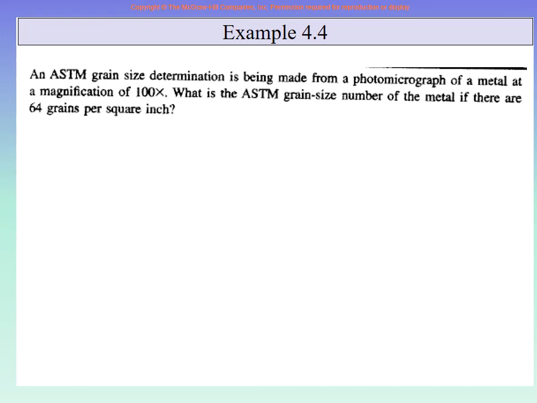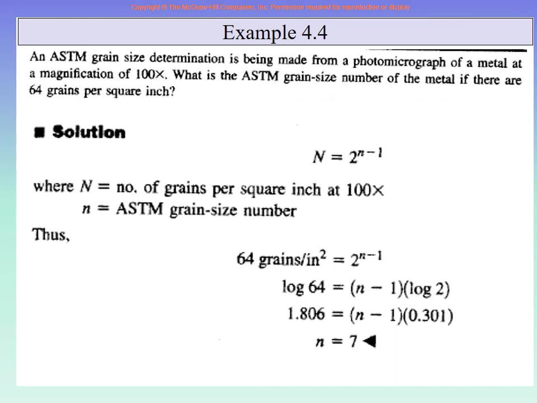So what was your equation? Capital N is equal to 2 raised to small n minus 1. In that equation, put capital N equal to 64 and then find it out. This is very simple. Capital N is 64 because it is the number of grains that we saw in 1 square inch at 100 magnification. So 64 is equal to 2 raised to n minus 1. Take log of both the sides. Log of 64 will be n minus 1 times log of 2, right? Then solve it, and you find n is roughly 7.